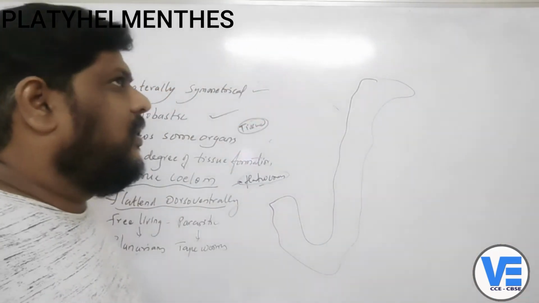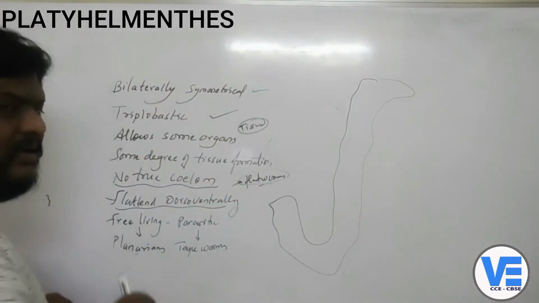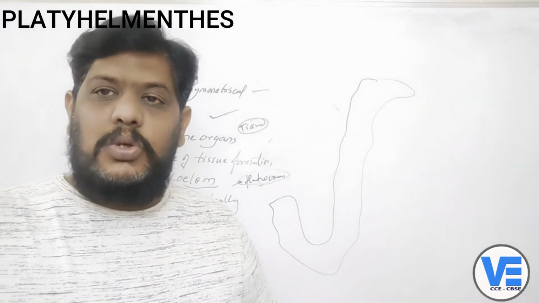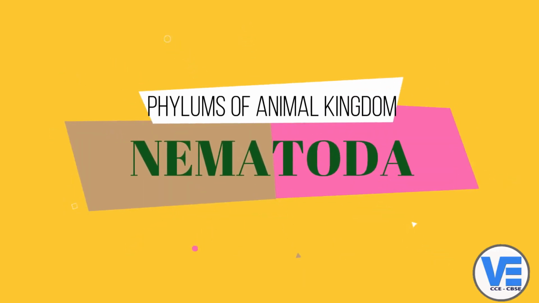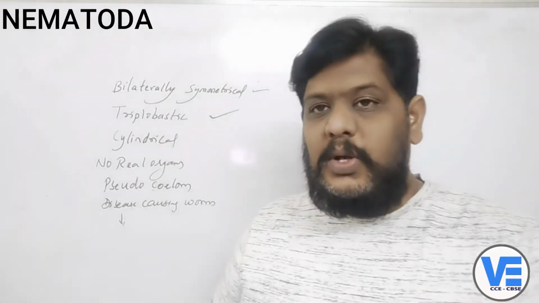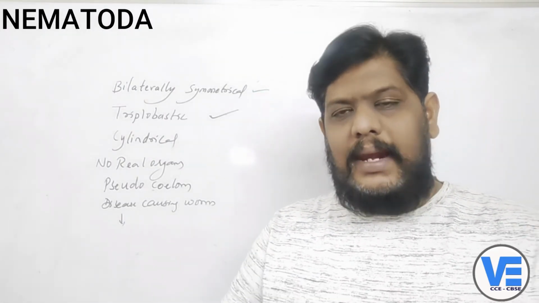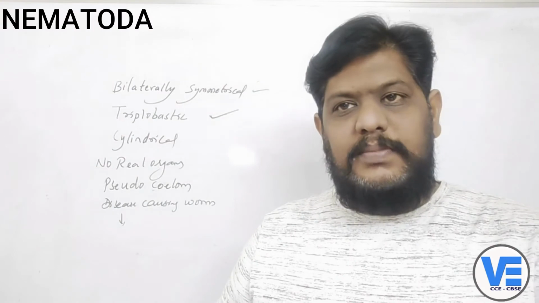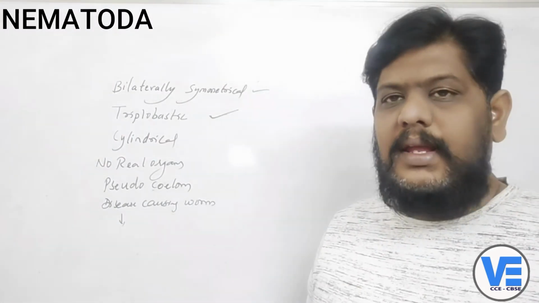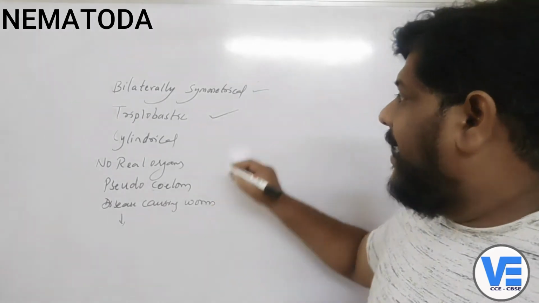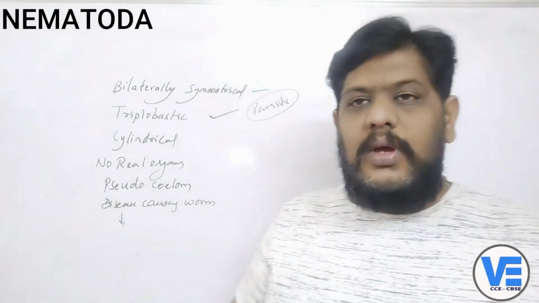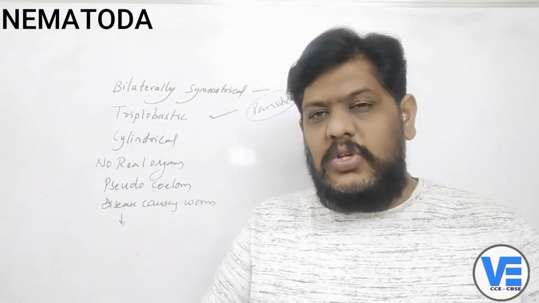Okay, so this is about the phylum which is called Platyhelminthes. Now we'll go to the Nematoda. Here, children, in Nematoda, we'll see the characters of these organisms. The first one is they are bilaterally symmetrical, as we have already learned. These are also parasitic worms. Already we have seen that in the Platyhelminthes. So these are also organisms which have the nature of parasitism.